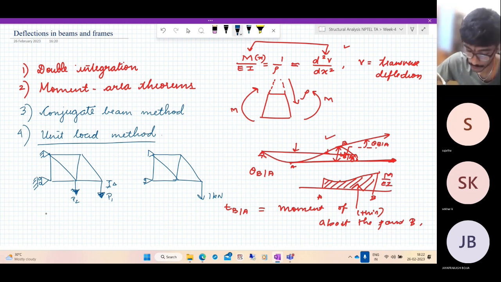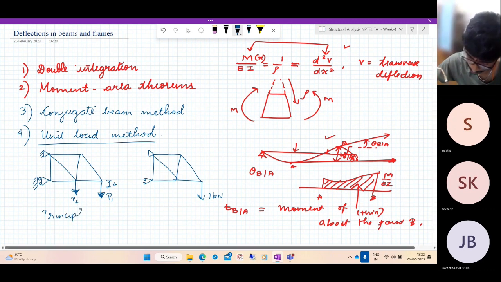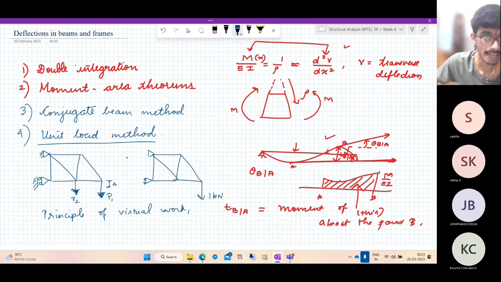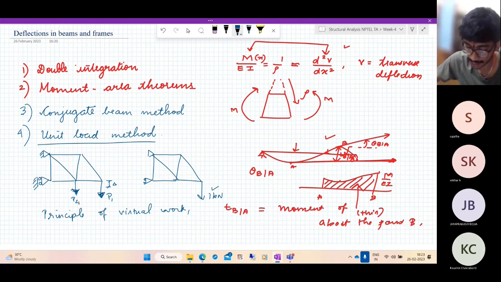Then what did we say? Using the principle of virtual work, we said that the work done by the external virtual forces on the real displacements should be equal to the work done by the internal virtual forces on the real internal displacements. So the work done by the external virtual force on the real displacement delta is 1 times delta, which is equal to the summation over all members.